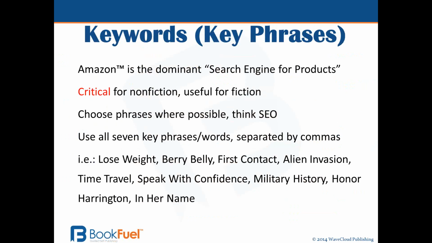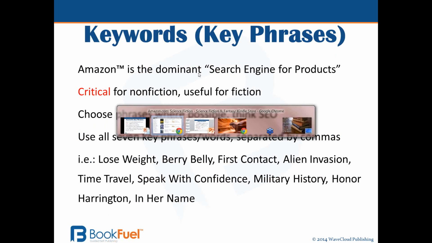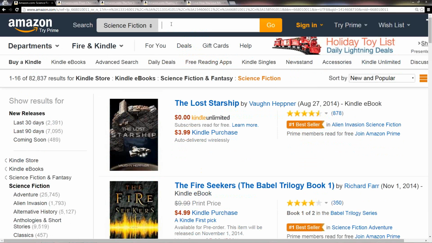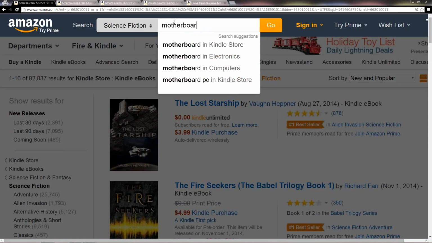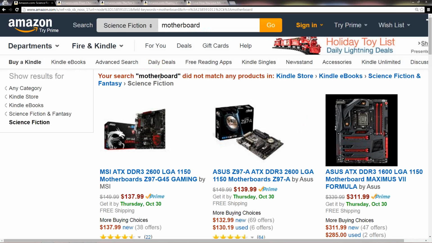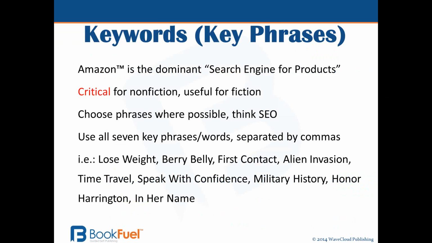Let's talk about keywords because we're almost done. We're almost out of time. Keywords are critical, especially for your nonfiction. They're useful for science fiction, but they're critical for nonfiction, or mostly for nonfiction. Amazon is now the dominant search engine for products. More people go to the Amazon search bar, this bar right here, and search for products, like a motherboard, than go to the Google search bar to search for products. More people are looking in Amazon for things to buy than are using Google to find them to buy. So your book has keywords in it.